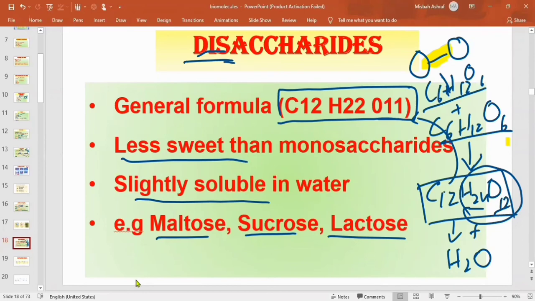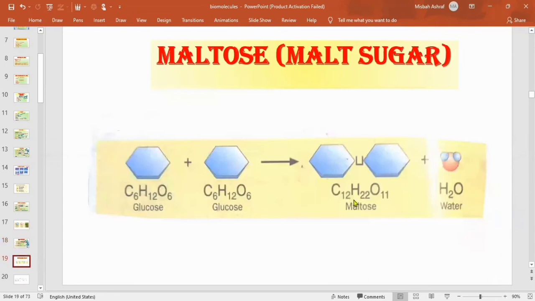And Miss, what about the two hydrogens? Two hydrogens are also removed. What is water? In water there are two hydrogens, H2, and one oxygen. When we remove two hydrogens and one oxygen from this, it comes to be C12, H22 and O11. H22 because two hydrogens are removed in water, and O11 because one oxygen has been removed and combined with the hydrogen to make water. We are going to see this in these examples.